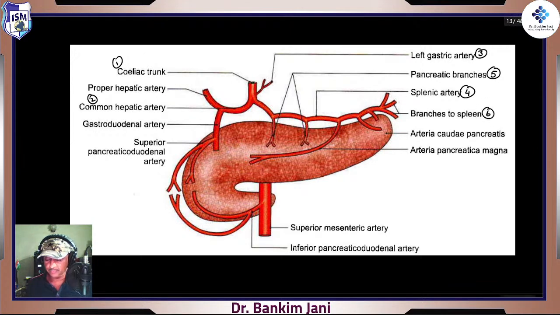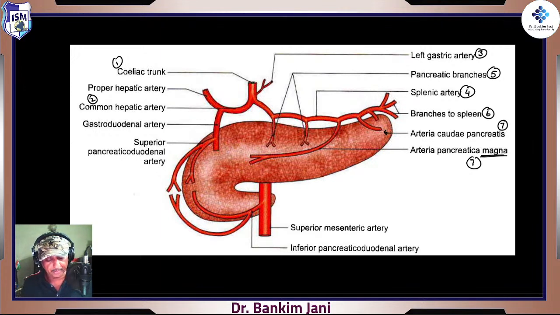Then it is giving few branches to the spleen. It has to, and then the entire pancreas to the body. So that means it is magna, bigger one. So this is arteria pancreatica magna, another way of telling that big artery to the body, and cauda, tail, right? And this is the tail of pancreas, so it is giving a small branch to that. So that is the caudal branch or the tail branch. Done, finished.